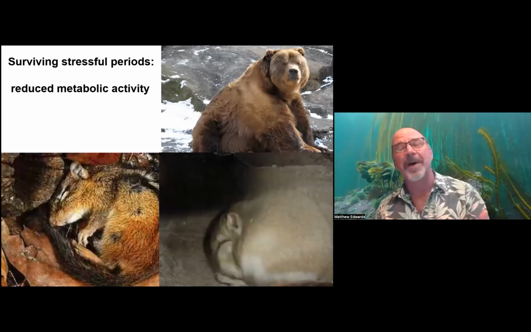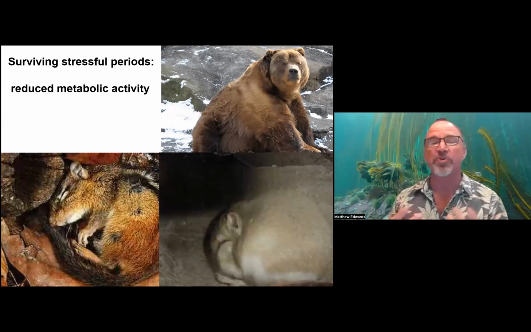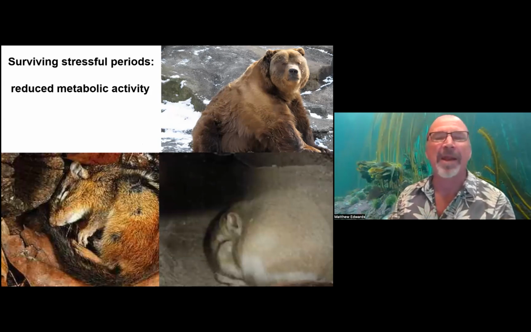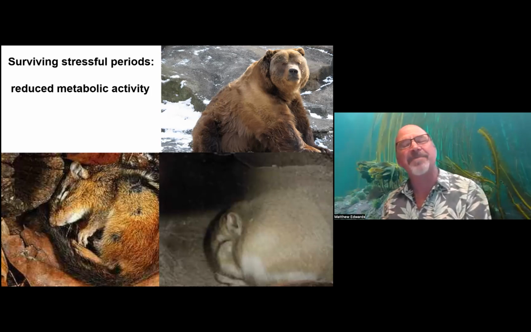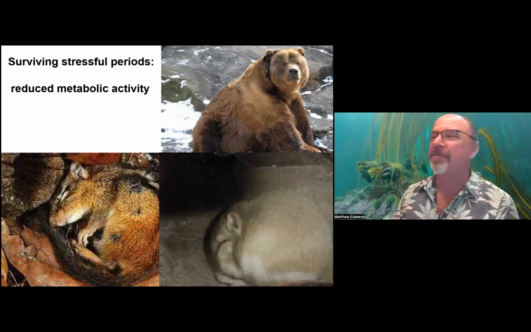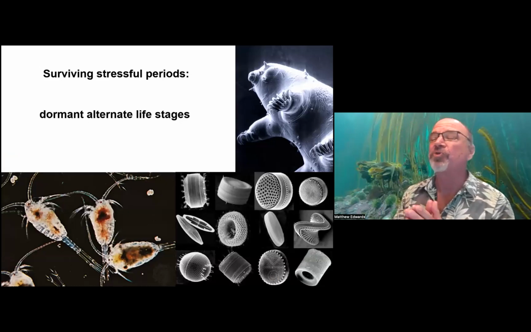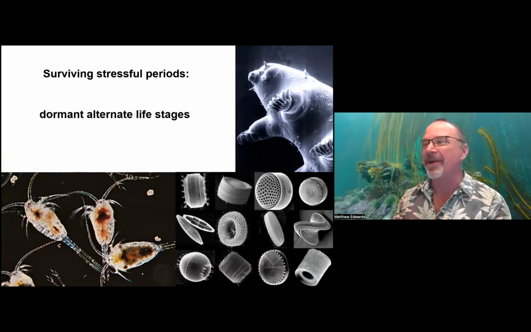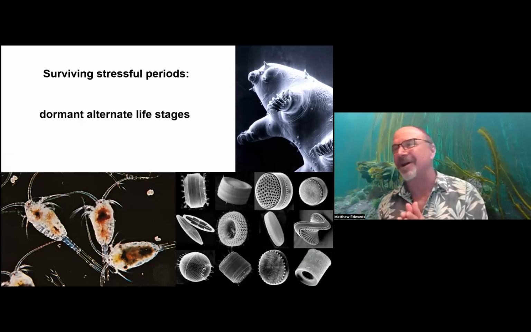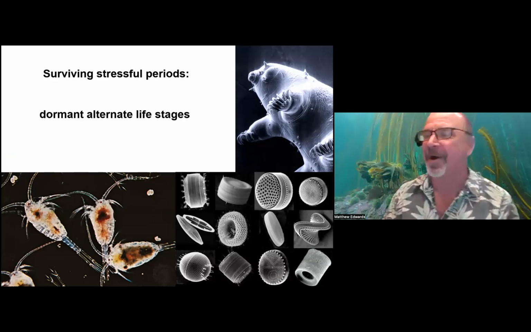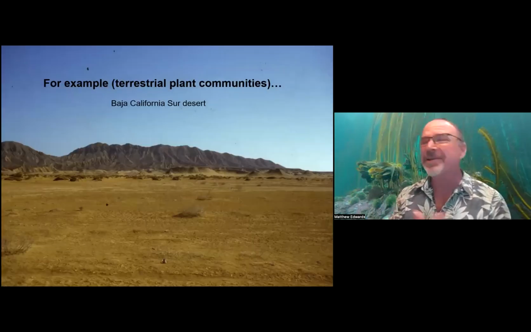Some of them reduce their metabolic activity. They either go through hibernation or torpor or arrested development. And they can survive, just simply wait them out in this kind of low metabolic or dormant period. And some of them can truly go dormant. We can think about copepods, tardigrades, or some of our diatoms, where they really have alternate stages that can become dormant. So let's just think about an example.